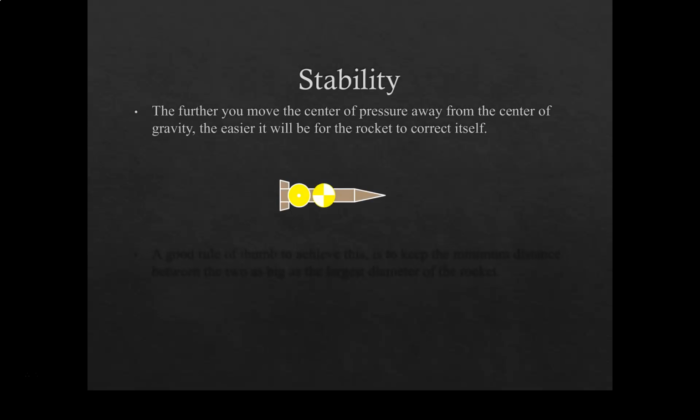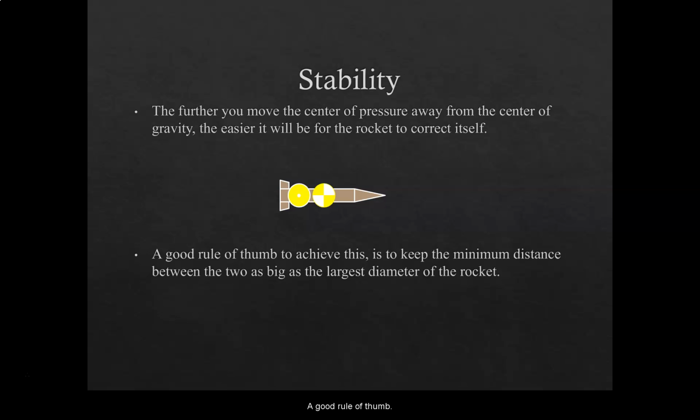And so the goal then is you want to make sure that your center of gravity is above or in front of your center of pressure. And the further you move the center of pressure away from the center of gravity, the easier it will be for your rocket to maintain its neutral position if it were to start to be displaced from it.